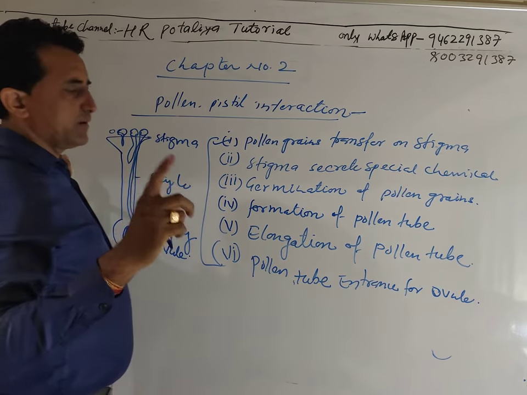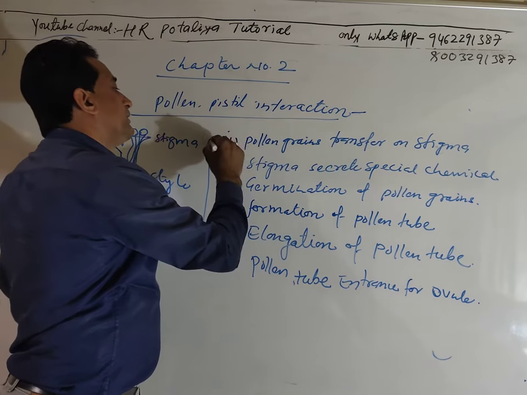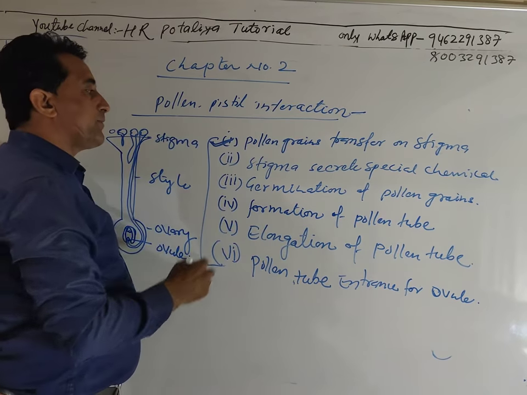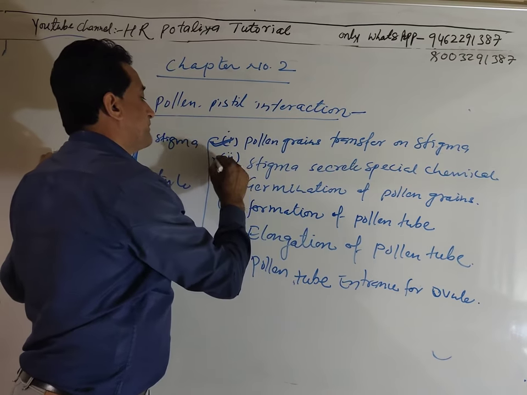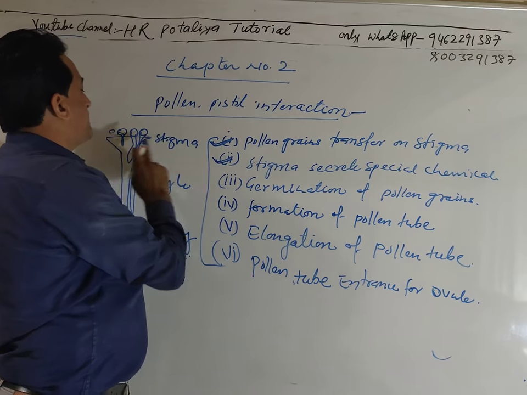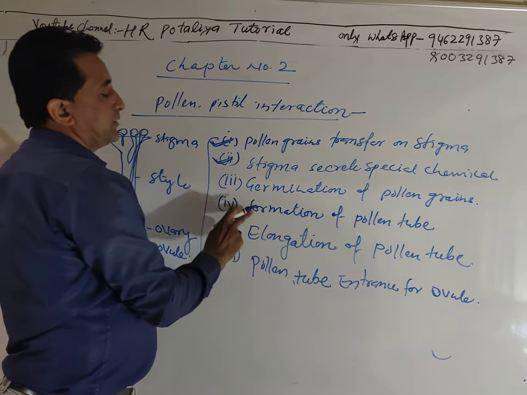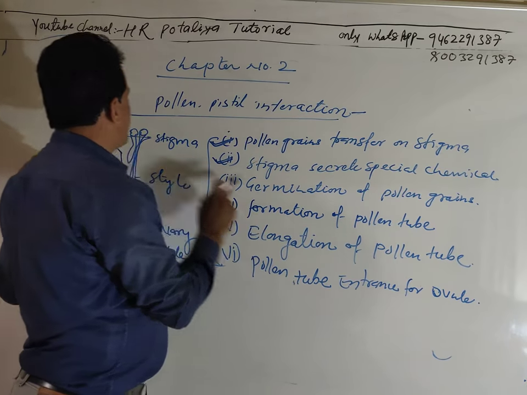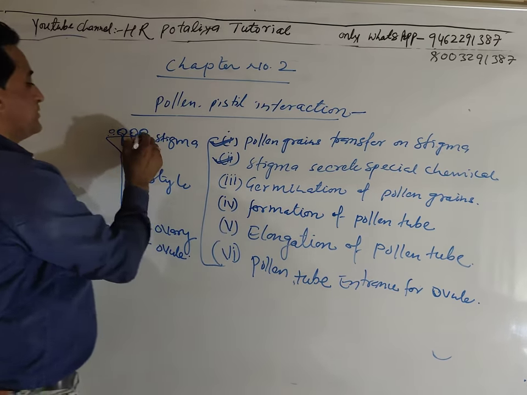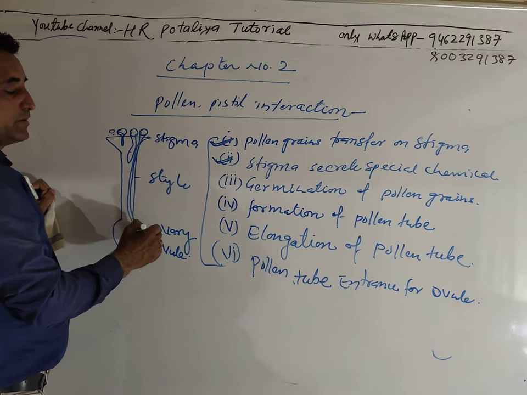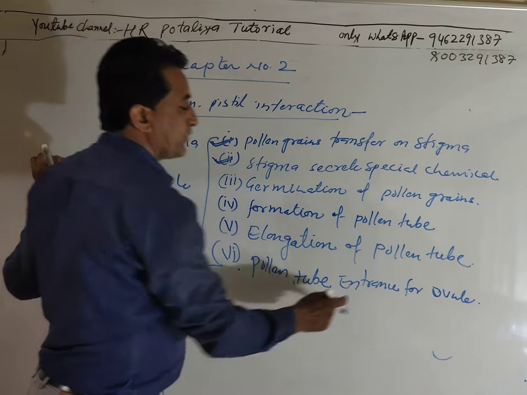So just again, pollen grains transfer on stigma. Stigma secretes special chemicals. Germination of pollen grain. Formation of pollen tube. Elongation of pollen tube. And last, pollen tube entrance for the ovules.